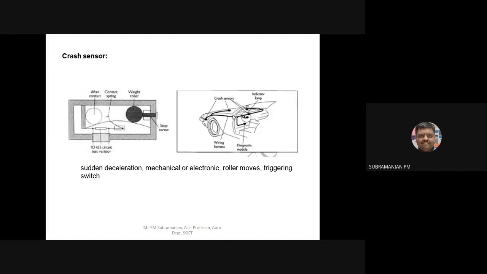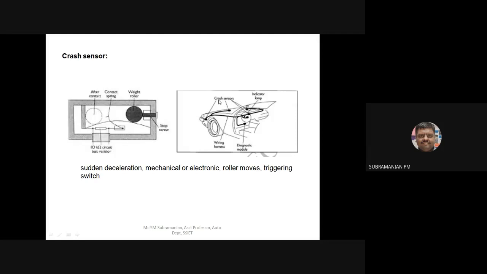The crash sensor is very, very critical from a safety point of view. No compromise, and 100% accuracy should be there. You can see in many cars this type of problem will come. During an accident, the airbag will not be deployed. So injury will happen and the person will lose their life. Okay. And sometimes there will not be any accident, but the airbag will be deployed. All these problems are happening due to malfunctioning of the triggering as well as the input from the crash sensor. So this should be devised without any error.